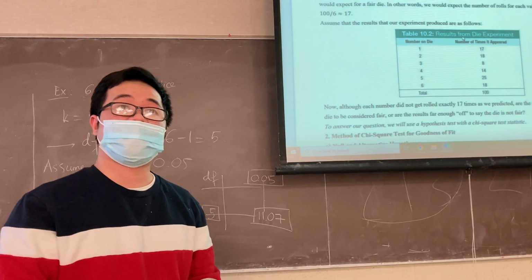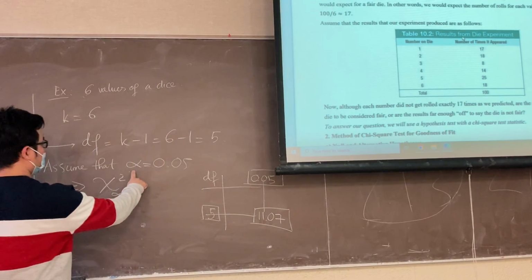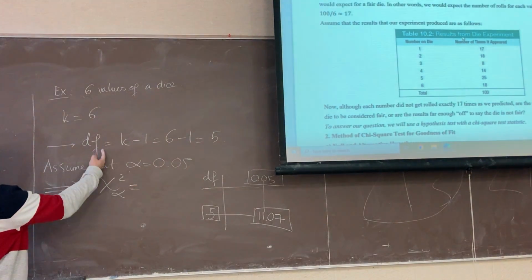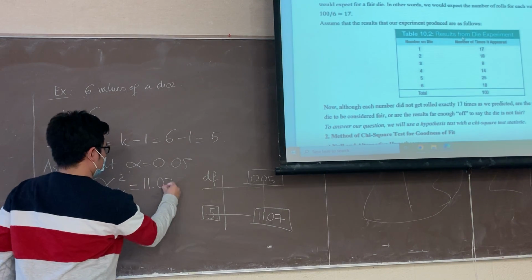Basically, guys, that is the way to find the chi-square alpha. If you know the level of significance and you know the df here, then chi-square alpha here is this value.